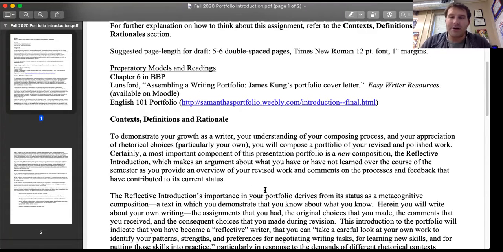So essentially, your introduction is going to be around: I have improved as a writer, I have gotten worse as a writer, or I have not improved as a writer. That is kind of like the central idea, the central thesis of this particular piece. And then you're going to use your essays to help support your proof that you improved as a writer or you didn't improve as a writer.